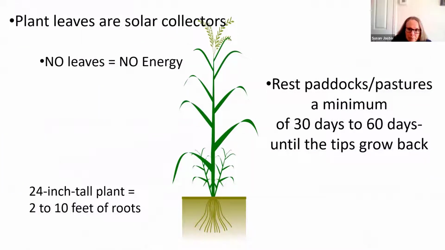So you need to rest your paddocks 30 to 60 days until the tips grow back onto the grass. And a 24-inch plant quite often has anywhere from 2 to 10 feet of roots. So we were talking about collecting those nutrients at different levels in the soil. That's why 10-foot roots are important.